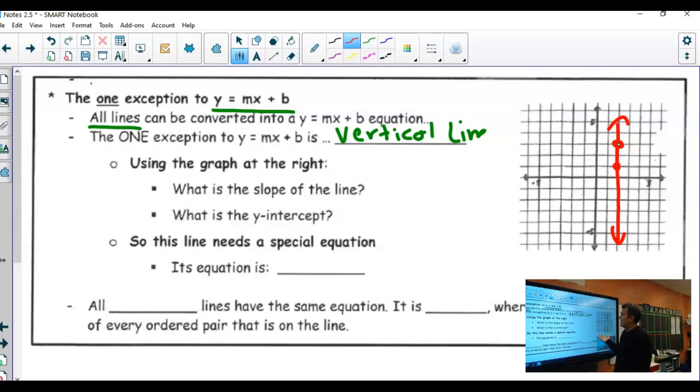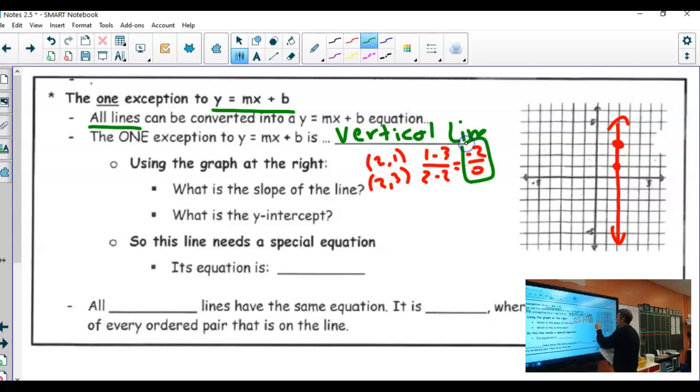All right, so from this graph, what is the slope of that line? I picked a couple points on the line. I picked the points, let's see, (2, 1) and (2, 3). And when I go to calculate the slope, I get y minus y over x minus x. I get negative 2 over 0. And once again, I'm dividing by 0. So that is undefined. Slope's undefined.